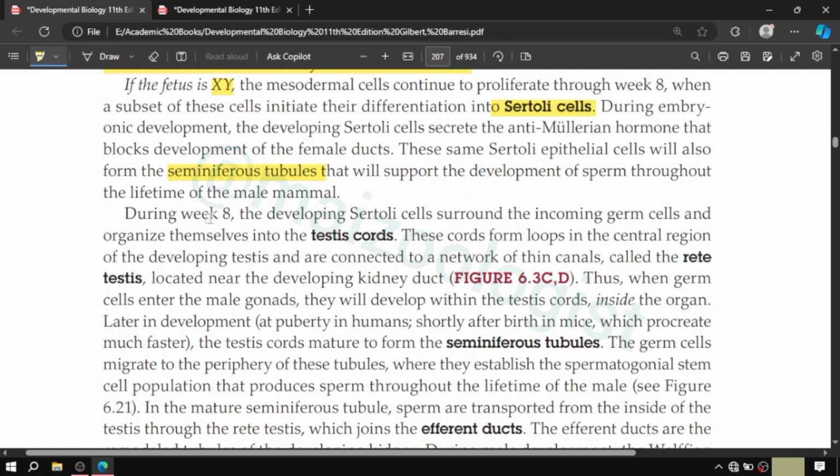And then during week 8 of pregnancy in the human embryo, the developing Sertoli cells surround the incoming germ cells and organize themselves into the testis cords. These cords form loops in the center region of the developing testes and are connected to a network of thin canals called the rete testis, located near the developing kidney duct.